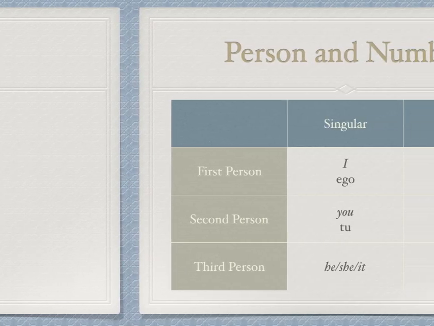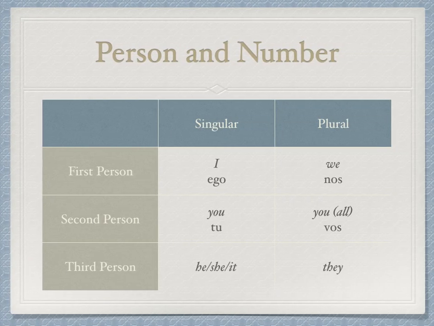When we combine these things, we get the 6 possible endings that a verb can have. So we're going down the singular column first. The first ending is for I, second you, third he, she, or it. Then we go to plural: we, you all, and they.